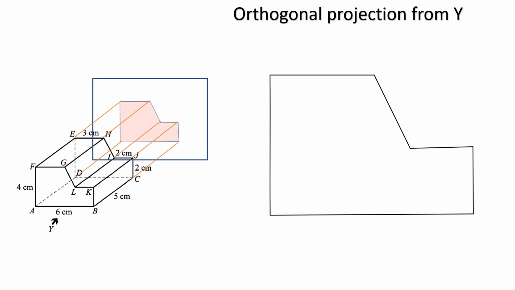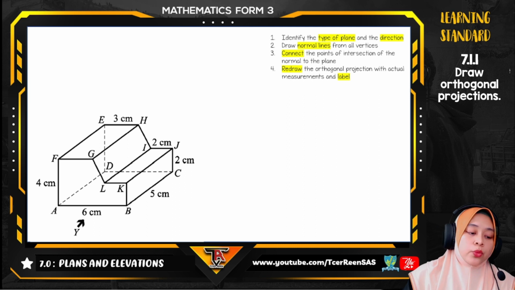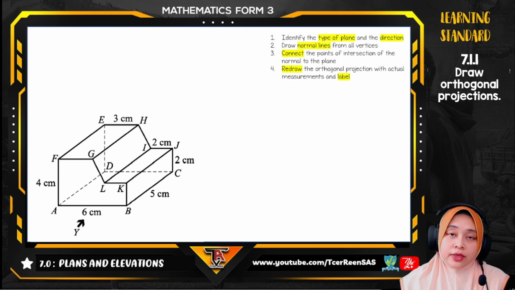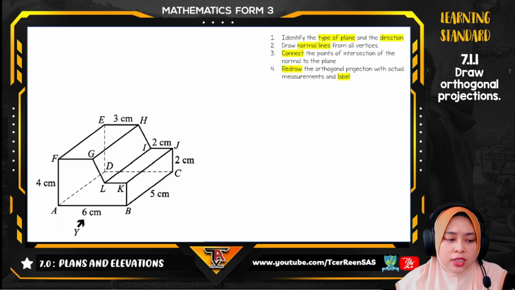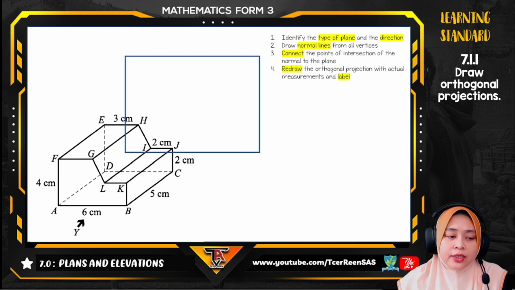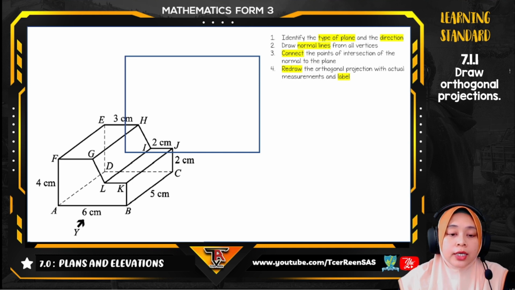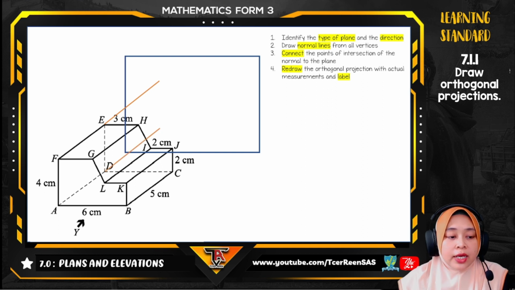Next, this is the third side of viewing. Now we will view from the front. You are standing at Y and viewing the object. What will you see? Before that you must determine where the plane is. The plane is at the back of the object, and the direction is from Y. Then you need to draw normal lines from each of the vertices.